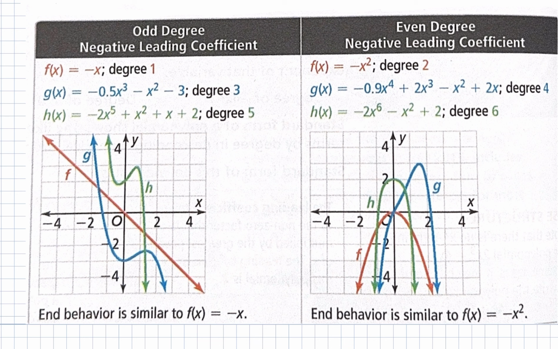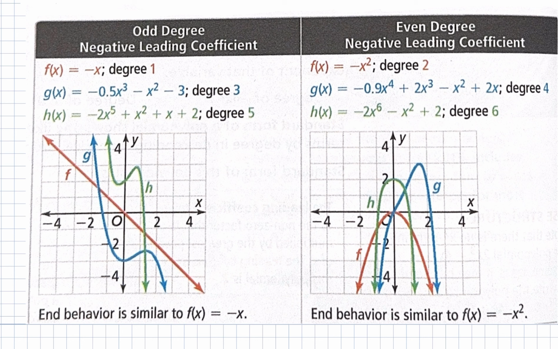So with odd degrees with negative leading coefficients, negative, negative, negative, we see that it's going to be in this negative slope direction. Same thing with this blue and this green. So the ends basically go up and to the left, and on the right side, the ends go down and to the right. So the end behavior is similar to f of x equals negative x, which is this function here.